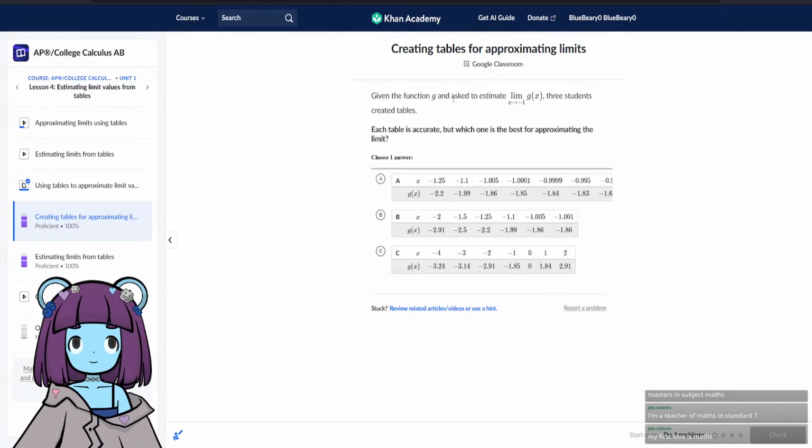Given the function g and asked to estimate the limit as x approaches -1 of g of x, 3 students created a table.